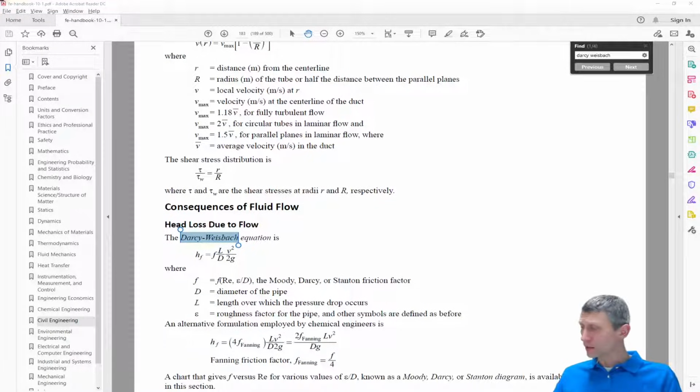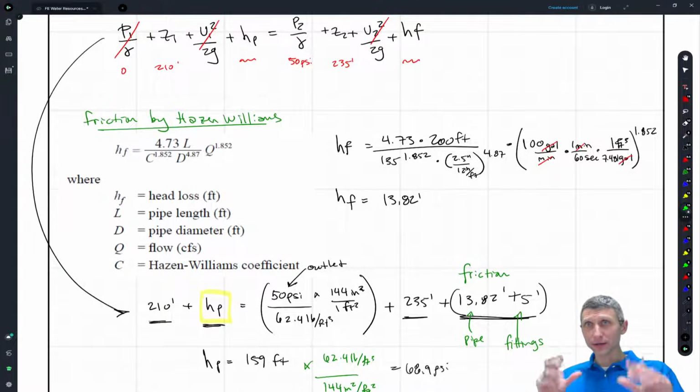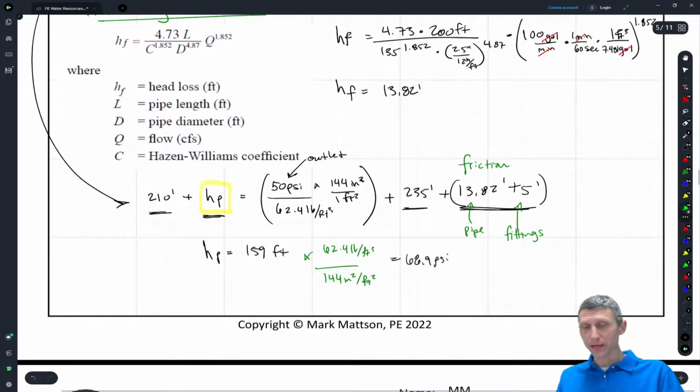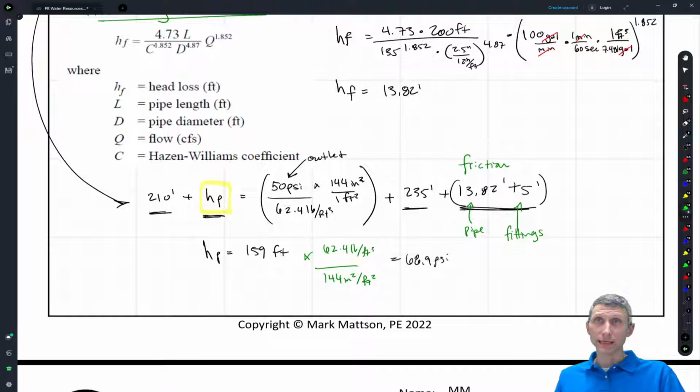Okay. So, as we come back to this, again, knowing that energy equation, knowing how to put those losses in is going to be key to solving this type of problem.